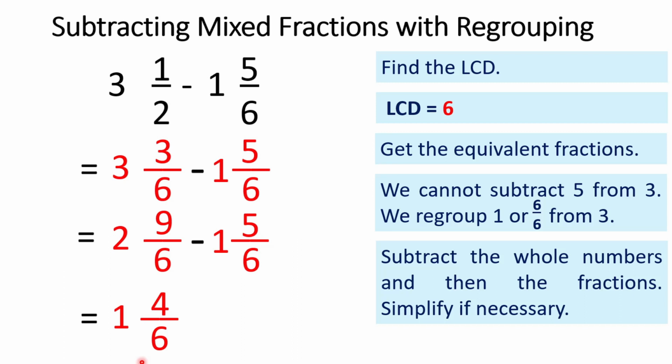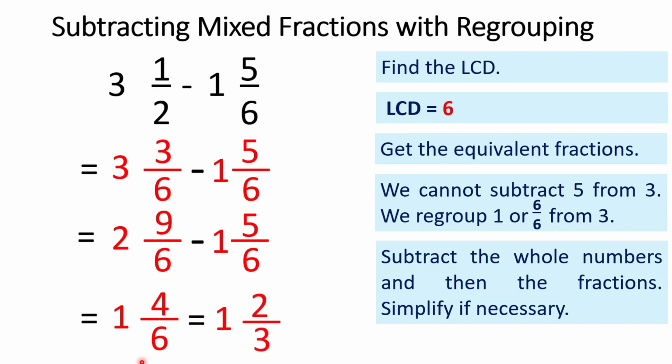Again, to check or to write it in simplest form or in lowest term, we need to divide it by our GCF. What is the GCF of 4 and 6? The GCF is 2. Our final answer is 1 and 2/3.